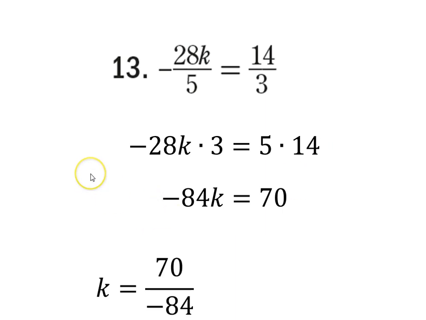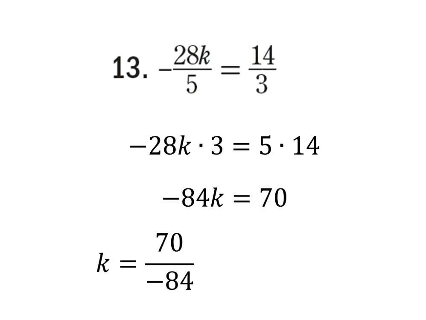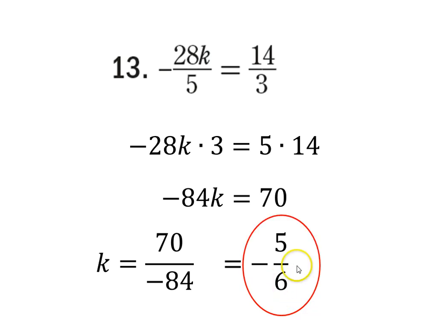To solve this equation, we're going to divide both sides by negative 84, and we get k equals 70 over negative 84, which is not a very nice looking fraction, and we can reduce that to negative 5/6. So the value of k is negative 5/6. Kind of nasty. It's a fraction in a fraction. But we did that by cross multiplying, solving the equation for k, and then reducing that fraction to get negative 5/6.